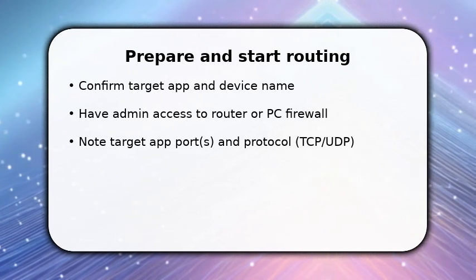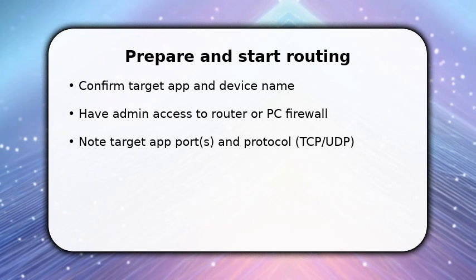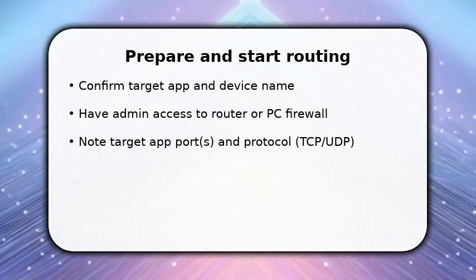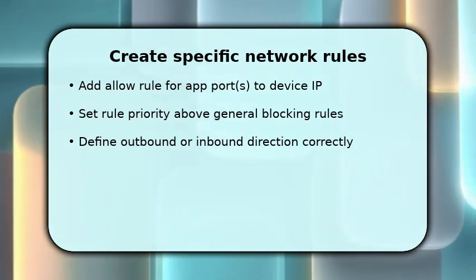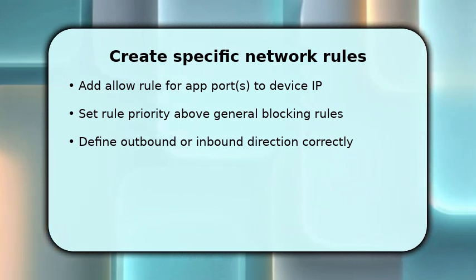Next, assign a static IP to the device or reserve it in the router so rules always apply to the same machine. Start applying the first firewall or router rule now. Now you'll create the specific allow rule for that app's port and your device's static IP address. This lets only that traffic through.